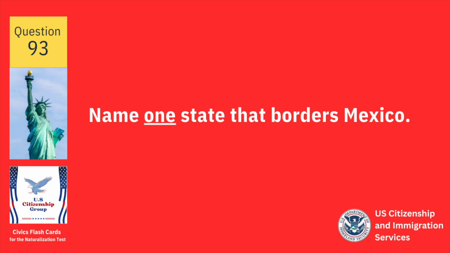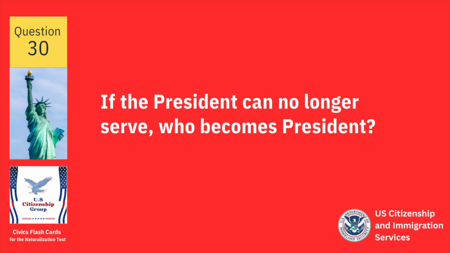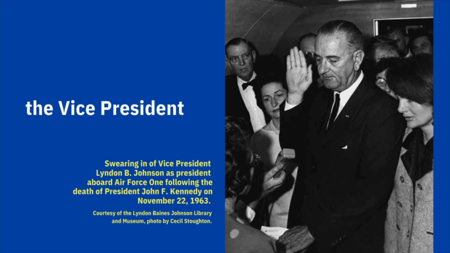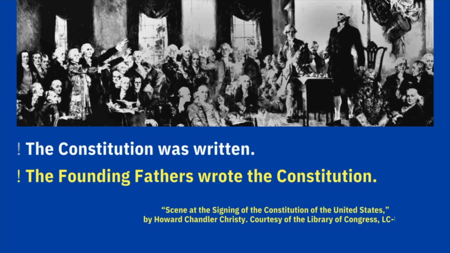Name one state that borders Mexico. California. If the president can no longer serve, who becomes president? The vice president. What happened at the Constitutional Convention? The Constitution was written.